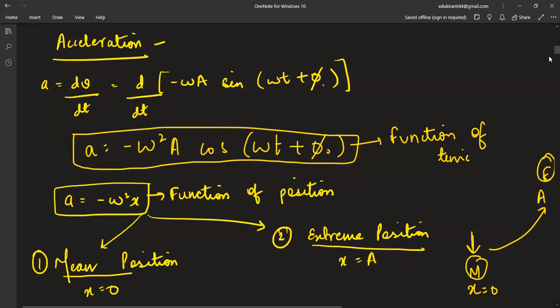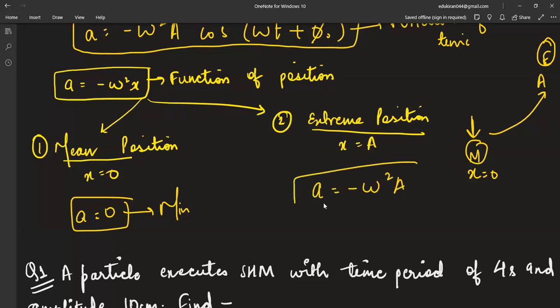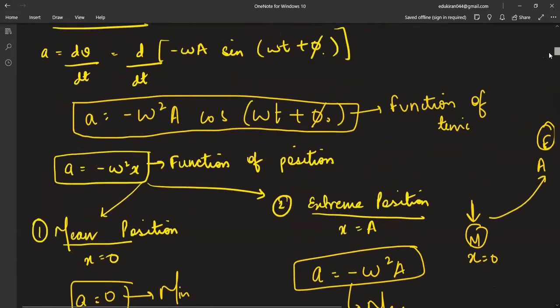Okay. So see, when we are talking about the mean position, if we put x equal to 0, we'll get acceleration also 0 because acceleration is minus omega square x. So this will directly be 0. So we have now the minimum value of acceleration. For extreme position, x will be equal to A. A we take as the separation till the maximum amplitude from the mean position. So equation will be minus omega square A. This will be the maximum value which is possible. All right, we'll see questions also based on this. This question we will see. But first write down the acceleration portion.